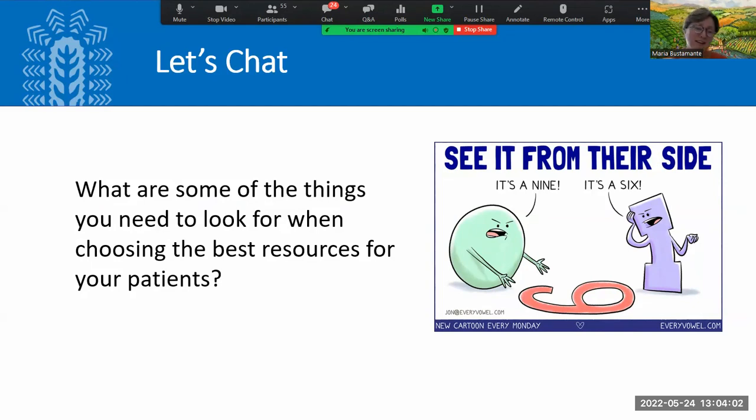Yes, definitely. You hit on so many good points. You hit on health literacy, language. You pointed out the importance of visuals, and we can see it in the cartoon that we have in the slide. So you see it from their side. Looking at it on our end may look like a 9, and on their end it may look like a 6. So what is it? Being really clear about the information that we're presenting and making sure that we're answering their questions, not ours. So all that we're going to cover. And thank you so much for your chat and input.